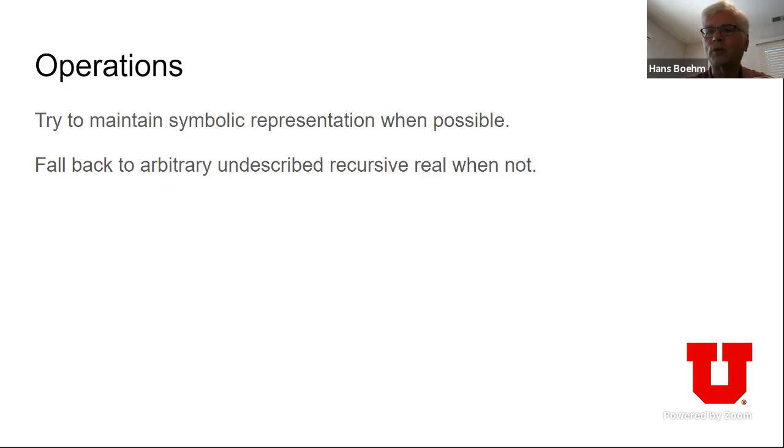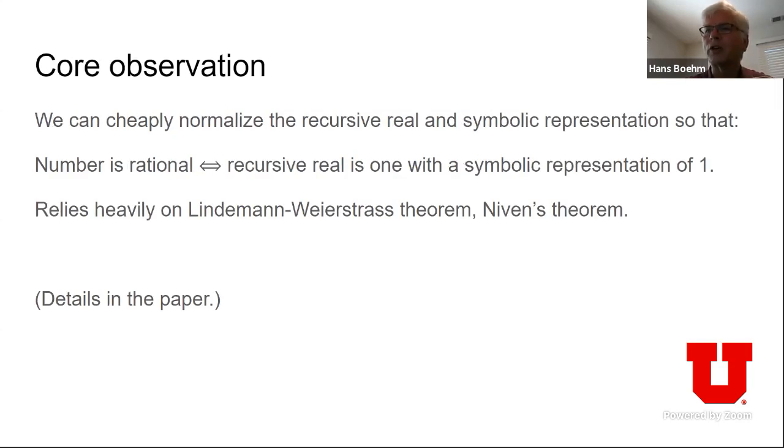When we operate on these numbers, we try to maintain the symbolic representation of the constructive real factor whenever we can. When we can't, we can always fall back. This representation allows a fallback to just a rational multiplier of 1 and an arbitrary constructive real number. So the core observation that makes a lot of this work is that so long as we have a symbolic representation in this form, we can normalize the number in such a way so that if the number is rational, it's obviously so, meaning the constructive real factor is 1 and it has a symbolic representation that says it's 1. This relies on some, as I said, classical number theory results. In particular, the Lindemann-Weierstrass theorem is very helpful, and Niven's theorem helps for trig functions.